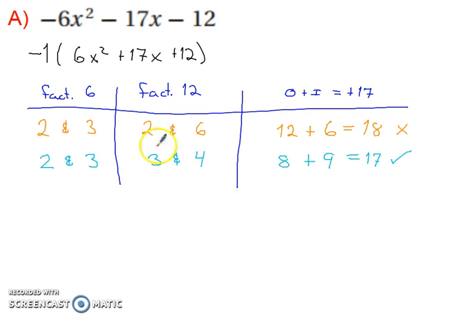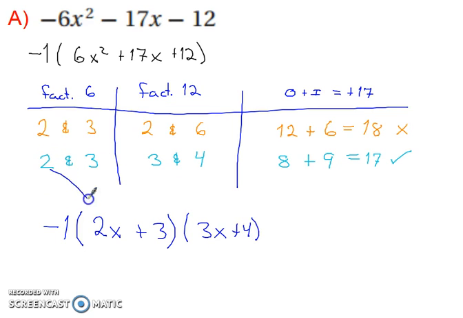Alright, so now that you've figured out which factors are going to work, we can simply rewrite. So we've got our negative 1 out in front, and now we have our 2x plus our 3, and then we have our 3x plus 4. Remember, the 2 and the 3 from our a make up the first places, and the 3 and our 4 from our c make up the second places.